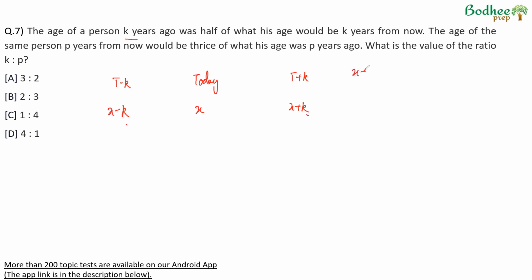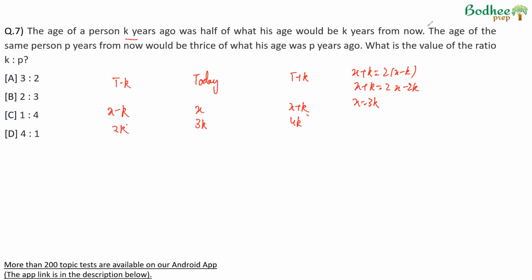So we can say x plus k is twice of x minus k, which gives us x plus k is equal to 2x minus 2k, which means x is equal to 3k. So the age here is 3k. Here it becomes 4k. Here it becomes 2k.